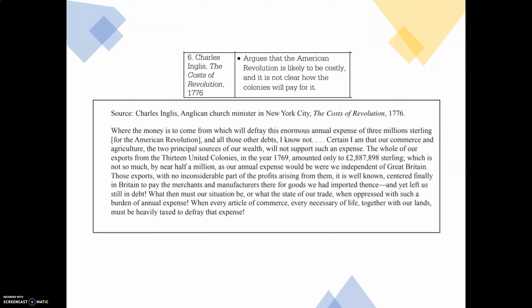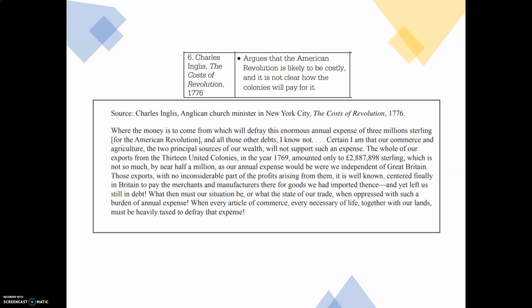Costs of revolution. And he is basically going through and telling us that this is simply way, way too expensive to fight, that we can't afford a revolution because we just don't have the kind of money. We're sending all this stuff to England. They're buying stuff from us, but even so, we're still short on cash. And if we don't have Britain, we don't have anyone to sell anything to. What are we going to do? We don't know how to pay for it. Where the money is to come from, I know not, he tells us.